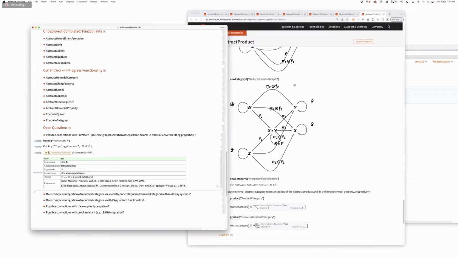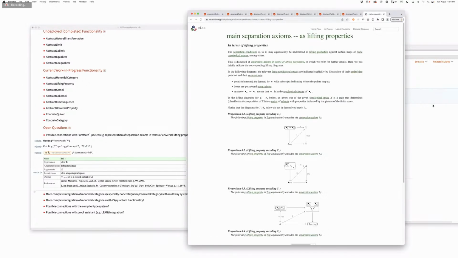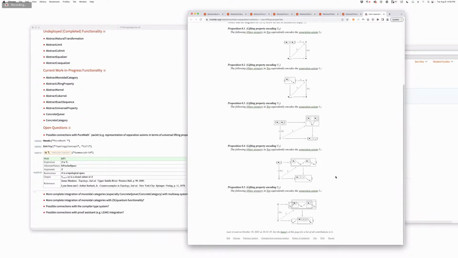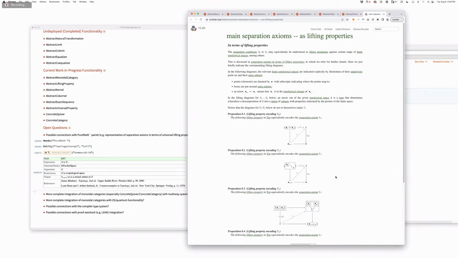Jonathan put a link in chat of some examples of this, but it's by no means exhaustive. Essentially, if you consider the category of topological spaces and continuous maps between topological spaces, there's a way you can represent things like these separation axioms purely in terms of universal properties on these diagrams.